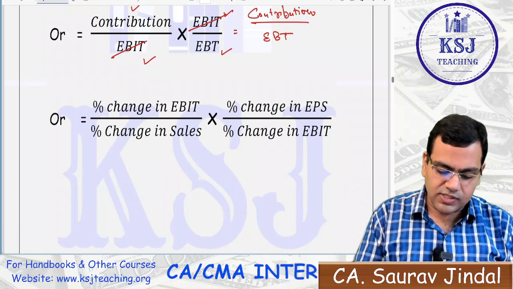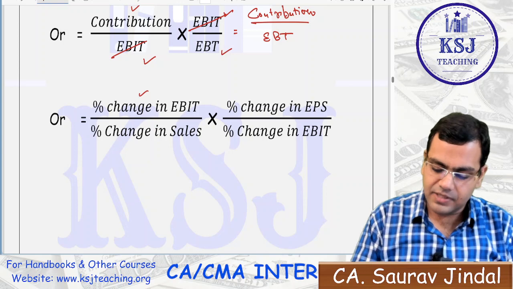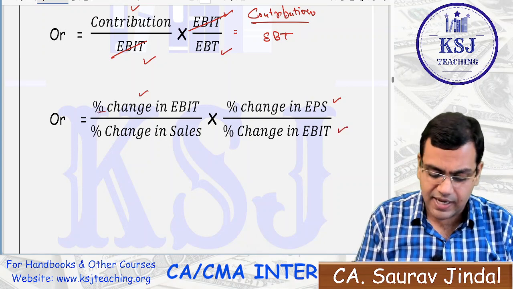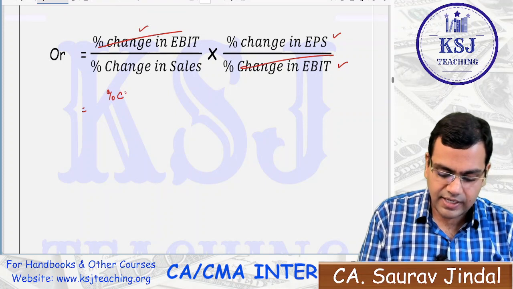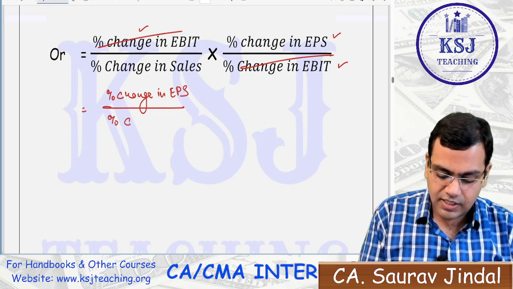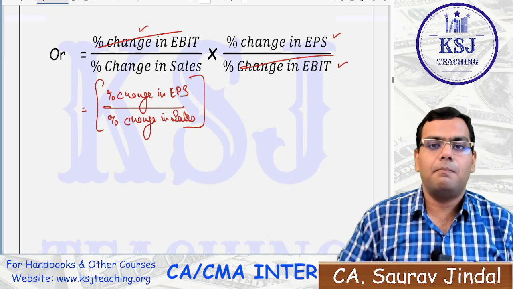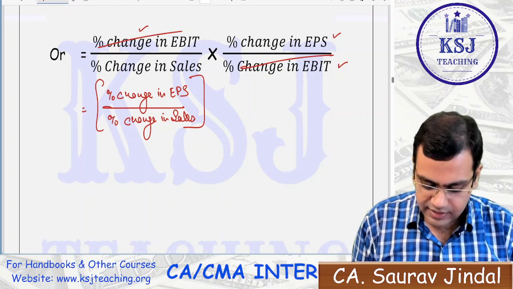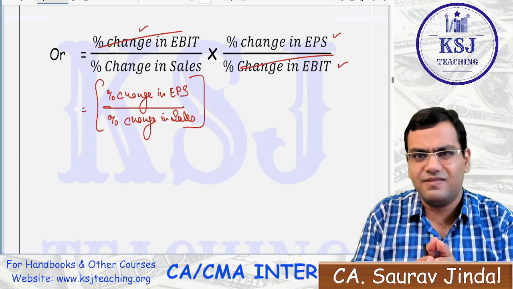Another way of calculating, sir: percentage change in EBIT divided by percentage change in sales multiplied by percentage change in EPS due to percentage change in EBIT. This will get cancelled. So ultimate will be, what is the percentage change in EPS divided by percentage change in sales. So this is how the combined leverage will be calculated. But that's it, sir. This is all what is there in the chapter of leverage. I told you this is a very small chapter.